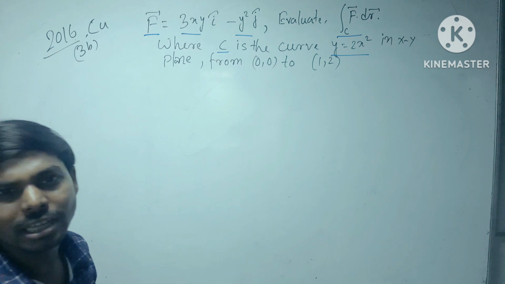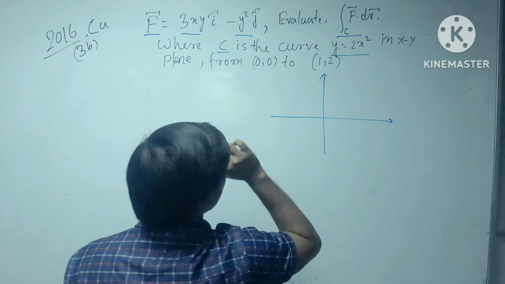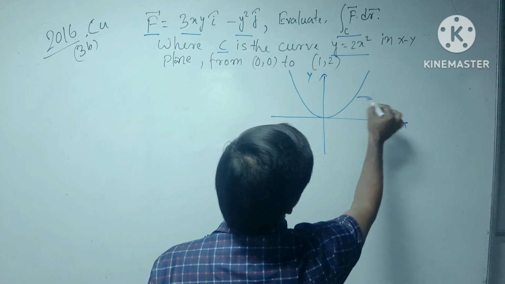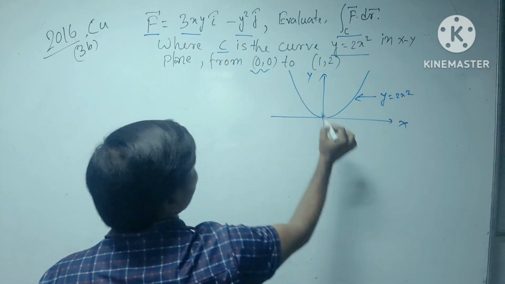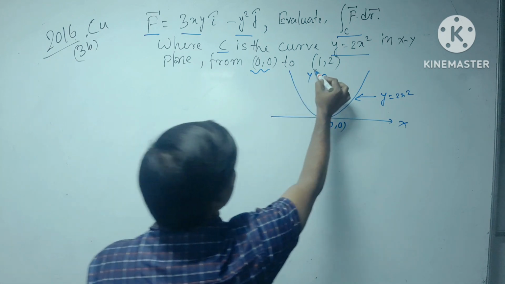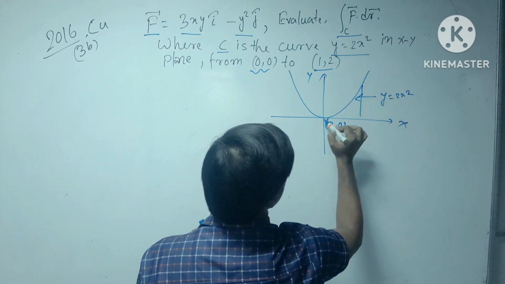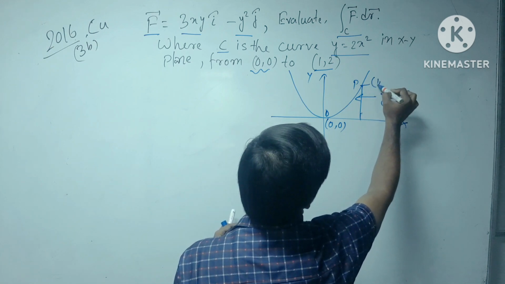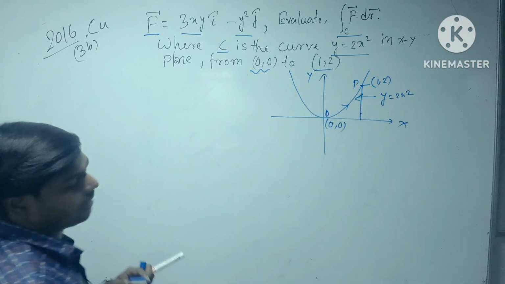y is equal to 2x square basically means a parabolic path, so in the xy plane you have to integrate this vector field, and the path is like that, y is equal to 2x square. What is the limit? From the origin 0 0. Same as the previous problem, where do we have to go? At x is equal to 1, basically y is equal to 2. So this is point O and this point is P, this point P is 1 and 2. Okay, so along this path we have to evaluate this integration.